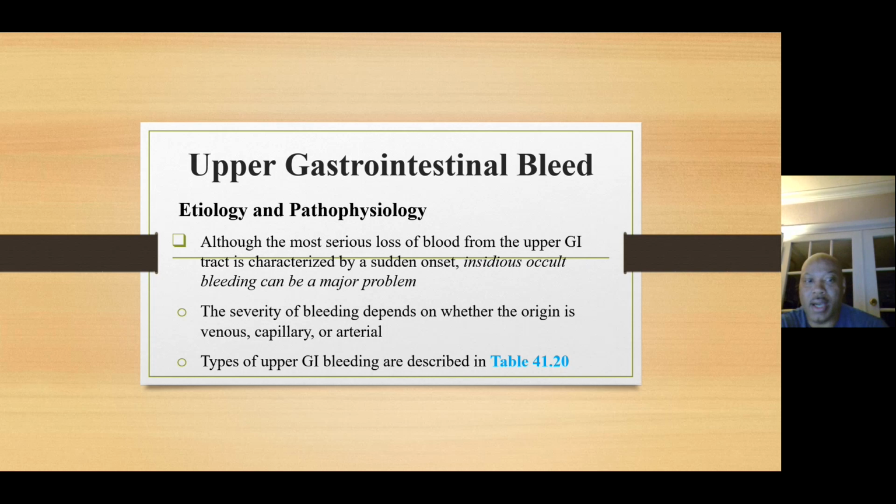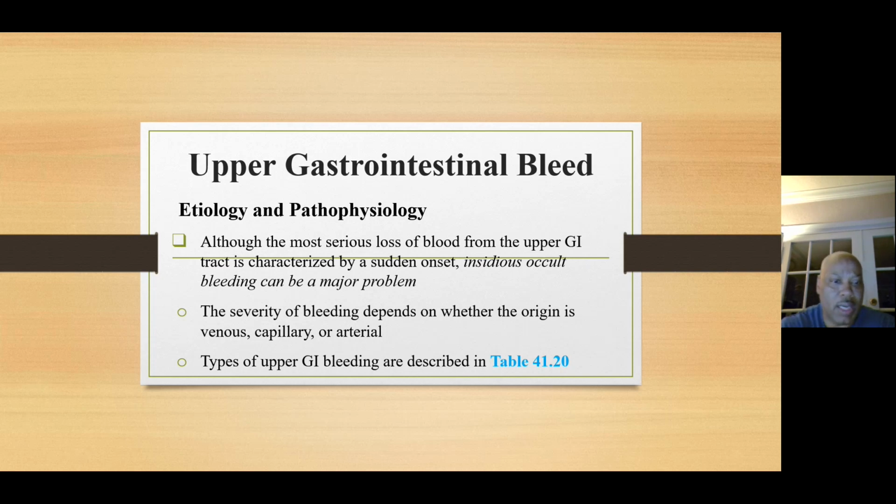Now, melena or black tarry stools occurs with slow bleeding from an upper GI source. So this blood actually goes through the digestive process and comes out through the rectum. Now, the longer the passage of blood through the intestine, the darker the stool color because of the breakdown of the hemoglobin and the release of iron. So that's why the blood is much darker as opposed to bright red blood that has not gone through that entire digestive process. All right.